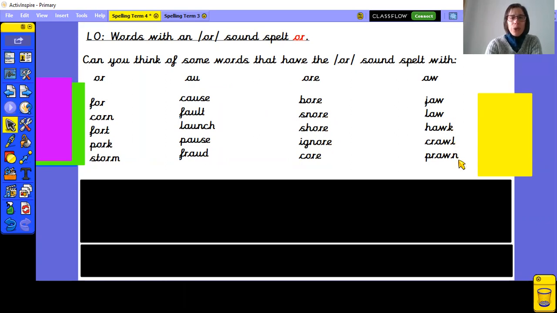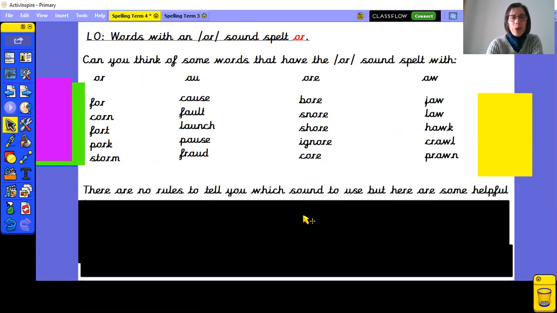I really wonder which ones you had. Maybe you can give me a post on Dojo with some of your words. I'm sure they're probably much better than mine. So good job for that, year 5. So let's explore a bit more.